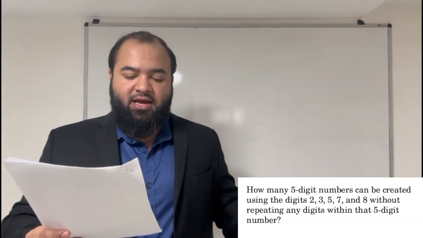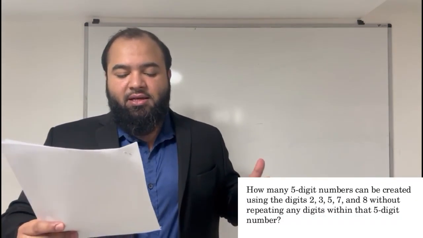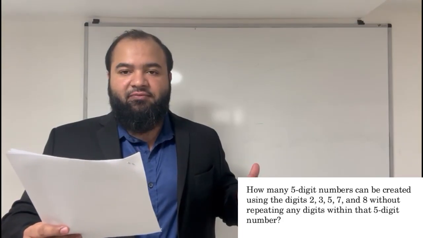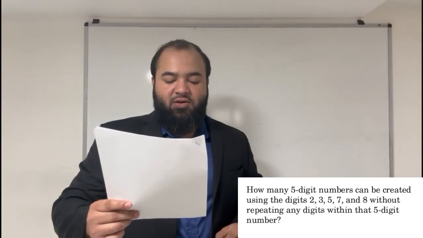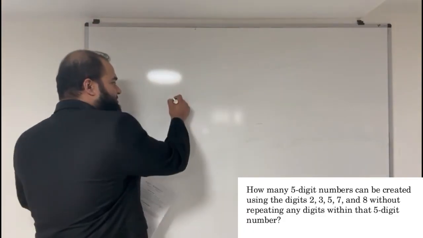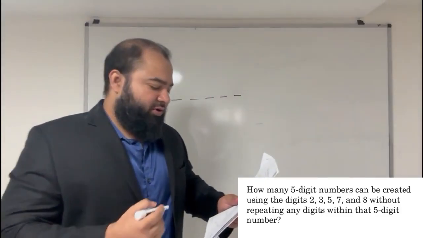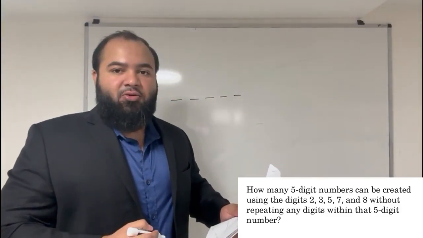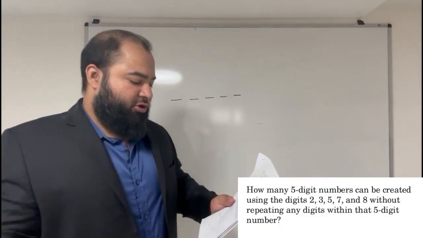The first question I have is, how many 5-digit numbers can be created using the digits 2, 3, 5, 7, 8 without repeating any digits within that 5-digit number? So I have to make 5-digit numbers, so I'm going to draw 5 lines. If I want to literally list them out, all the numbers, it will take forever. So we're going to use the shortcut.